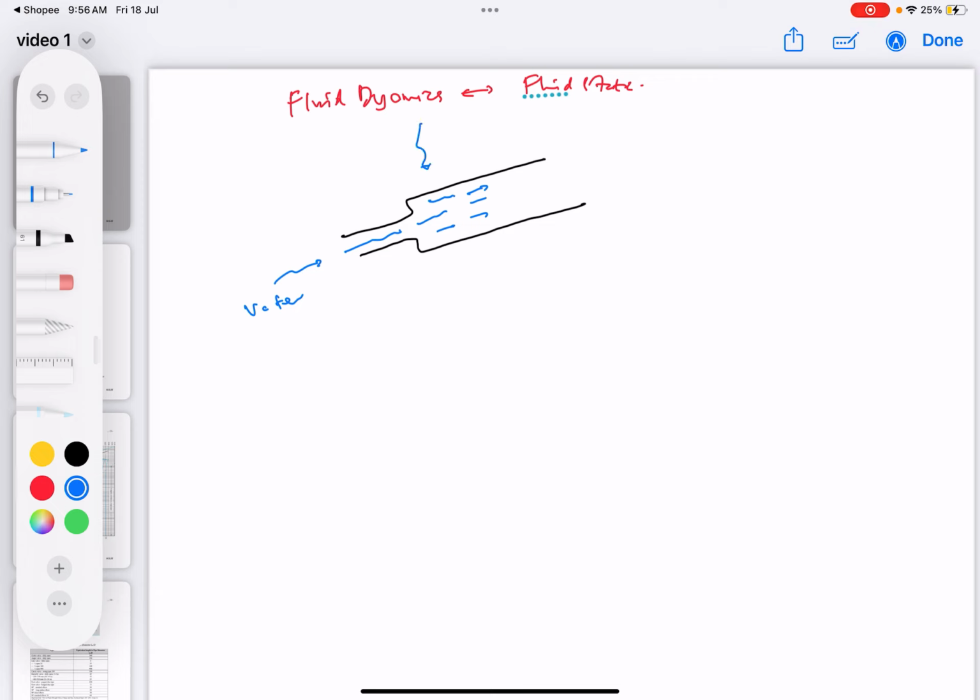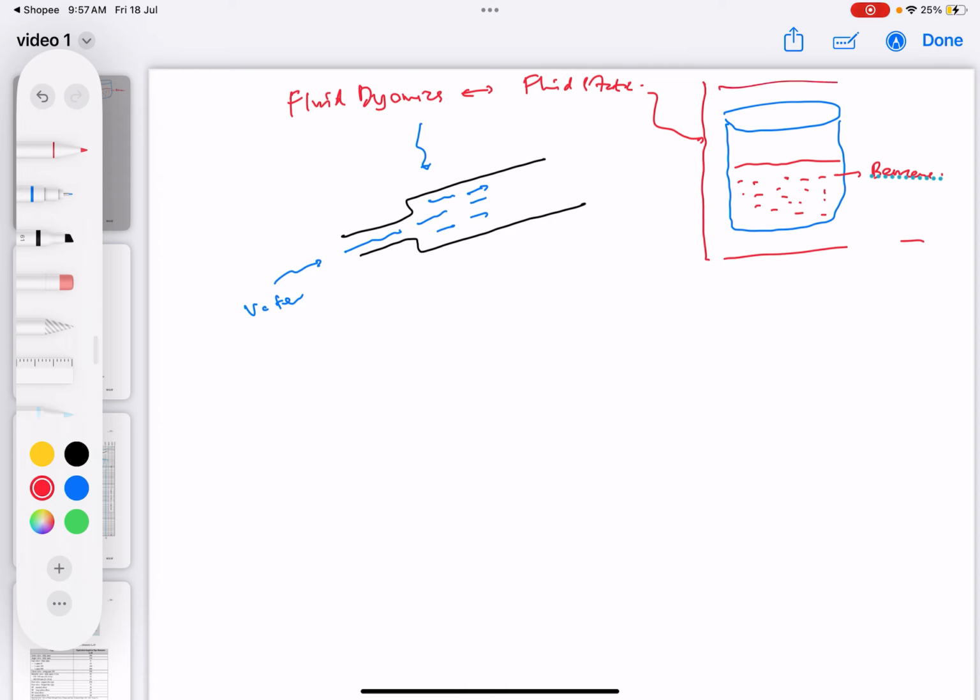An example of fluid statics will be, I have a tank, and inside the tank it is filled with, let's say, benzene. Obviously, the benzene inside the tank is not really moving. Therefore, it is what we call fluid statics. I'm not going to cover the details of fluid statics, but a great deal of attention will be given to fluid dynamics.